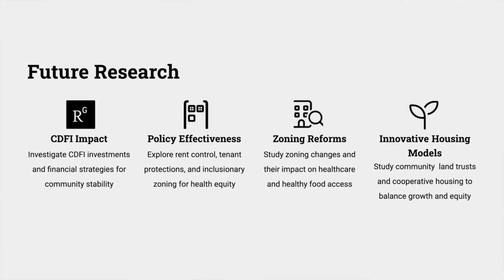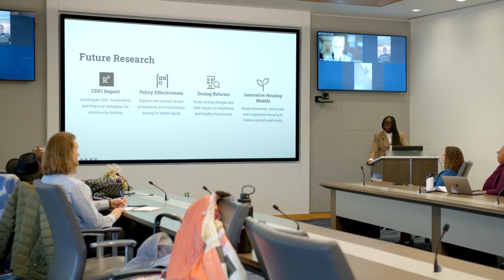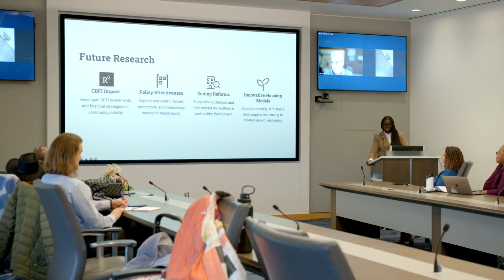This research highlights the need to address root causes of racial mortality disparities rather than focusing solely on economic investments. The relationship between neighborhood change and health is complex, and it requires a comprehensive approach that considers historical context and systemic inequities collectively. Future research should investigate how financial strategies through organizations like CDFIs can help prevent displacement and support community stability. It is essential to understand which policies, such as rent control, tenant protections, and inclusionary zoning with density bonuses, are most effective in preventing displacement and ensuring health equity.